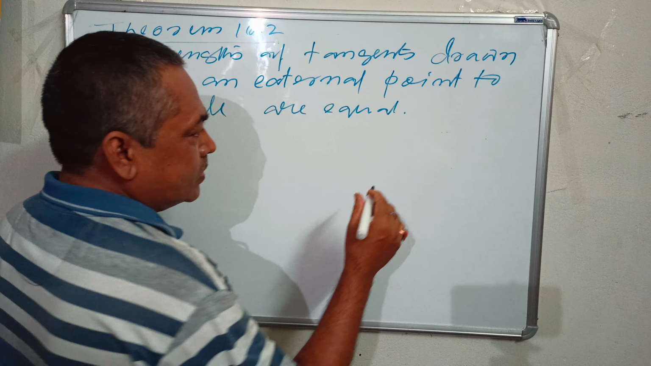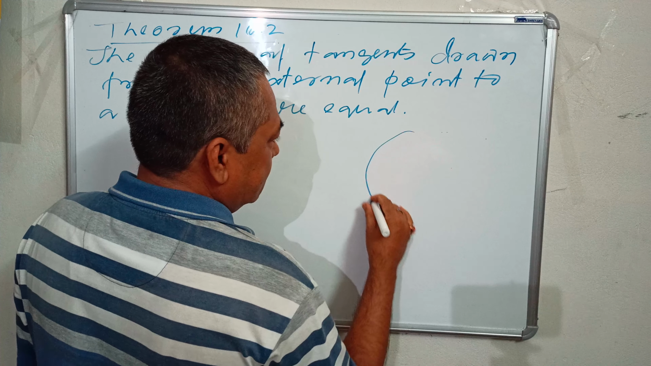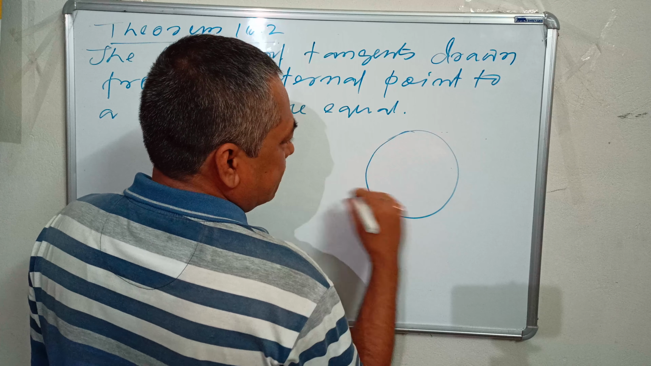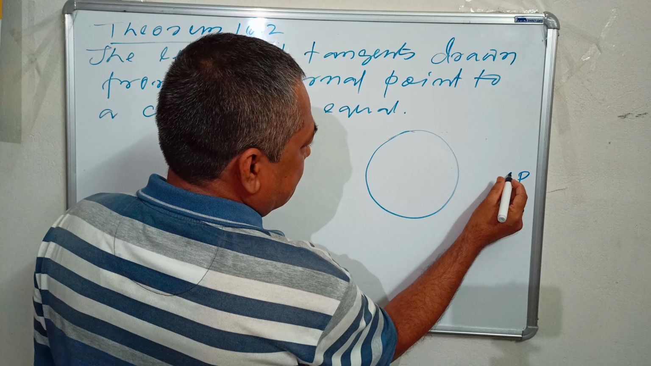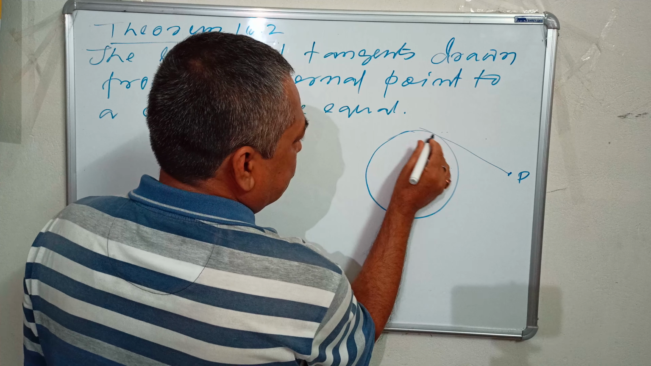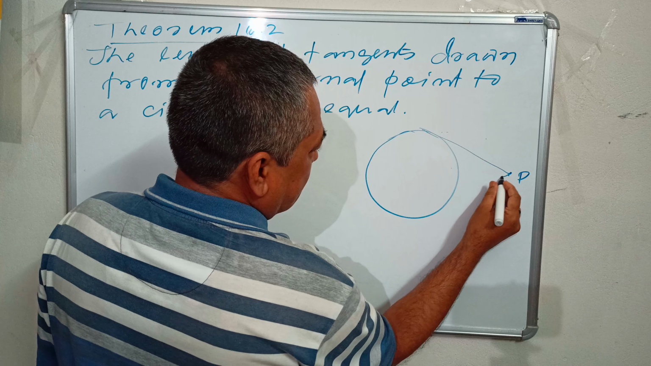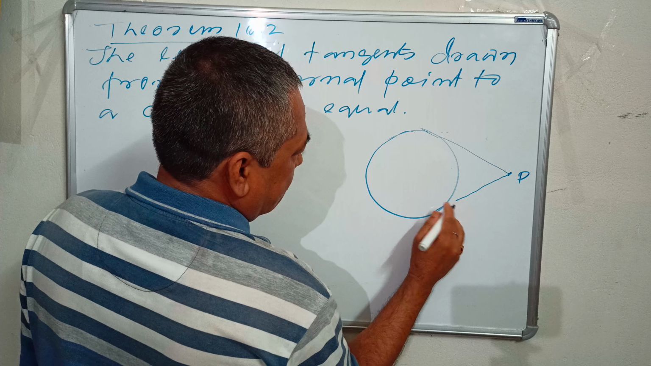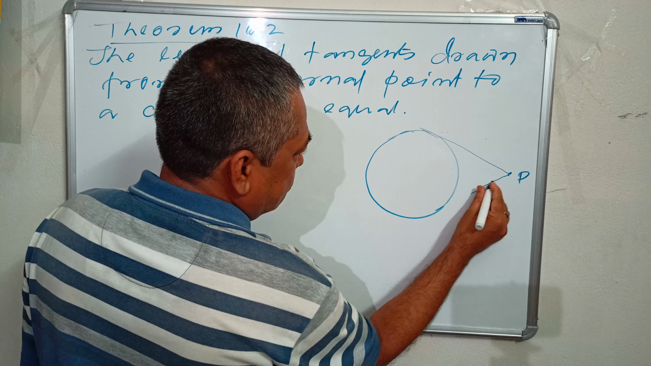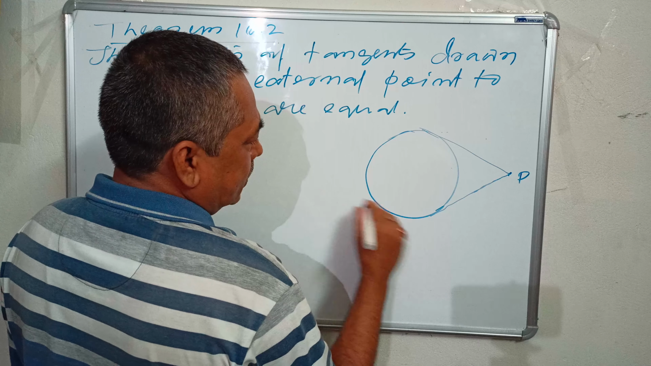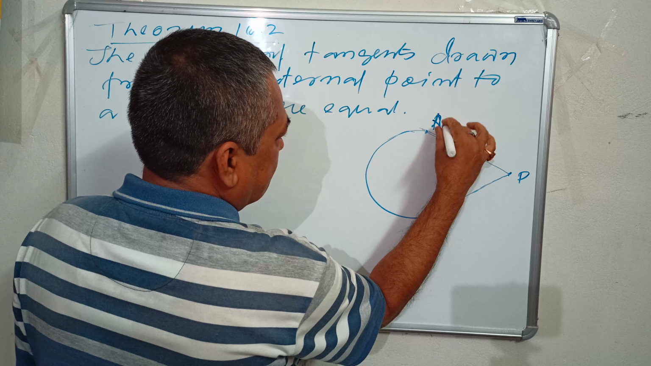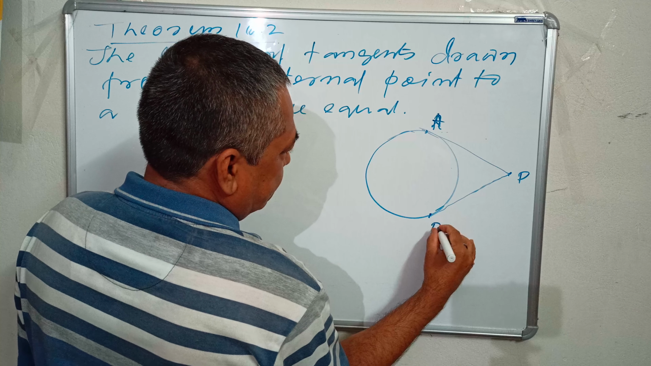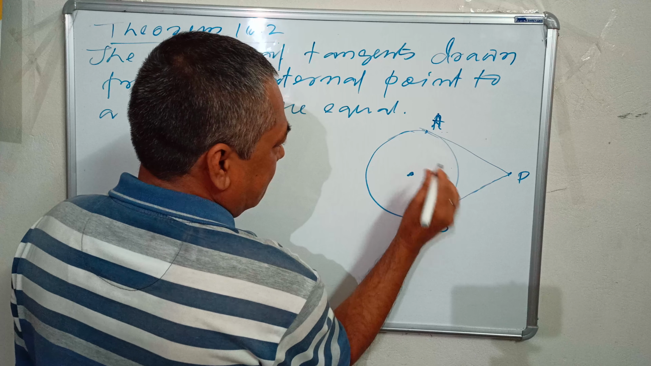Suppose it is like this. Suppose this is a circle. So this is an external point, say P, and from this external point we can draw two tangents. We can draw two tangents at the most. Suppose this is point A, and say this is point B, and say this is the center of the circle.